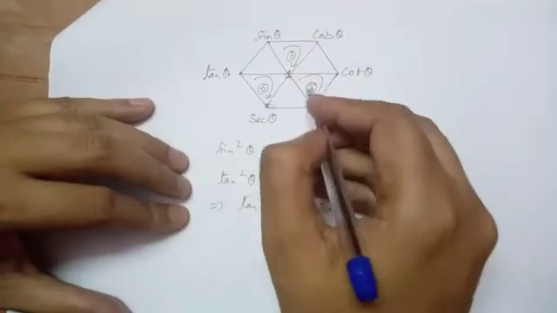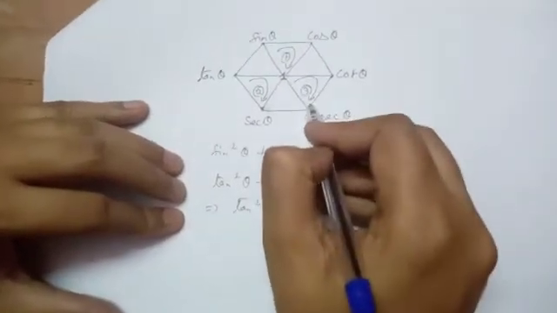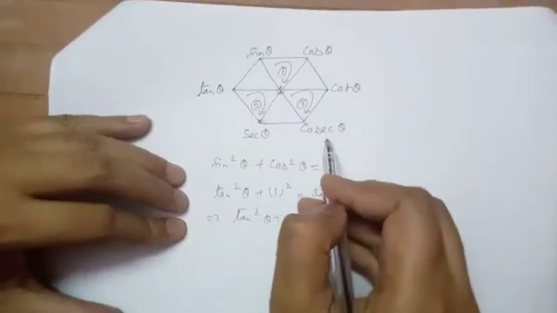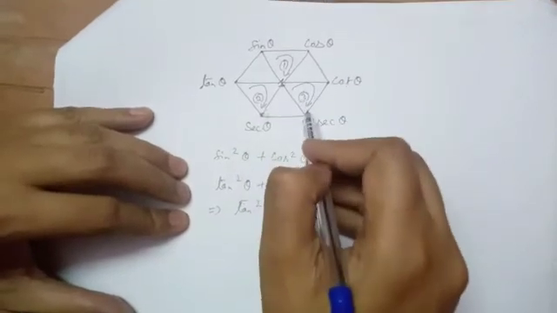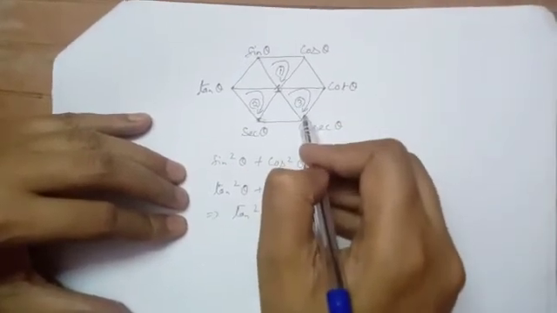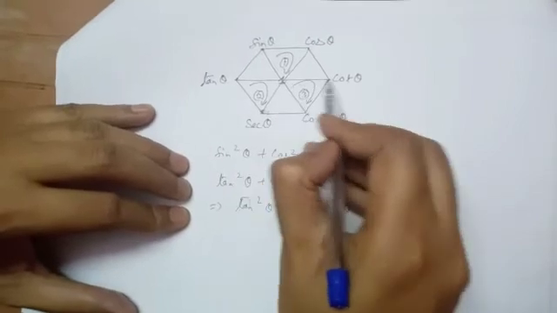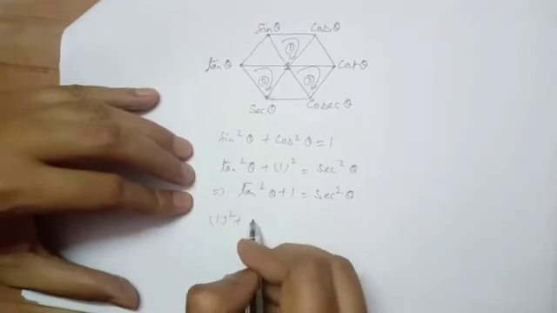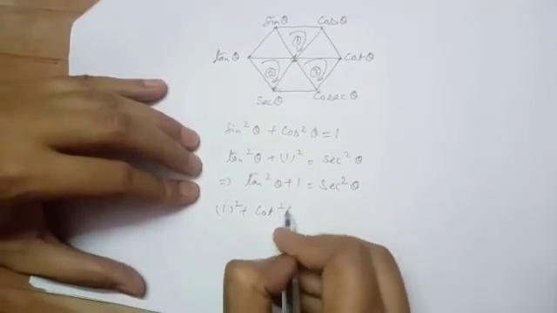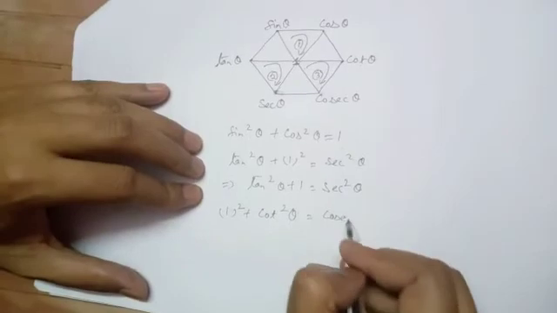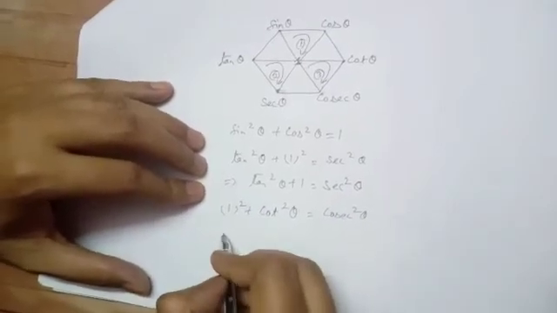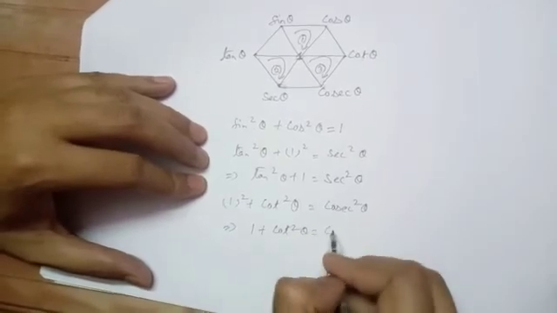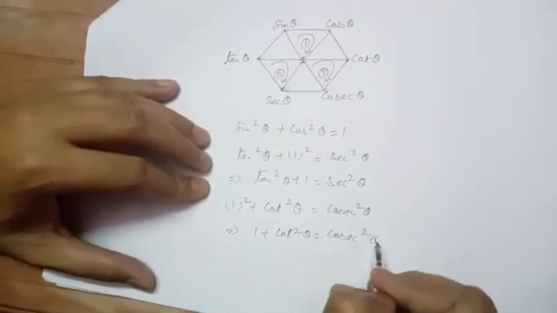Now if we look at the third region or the third triangle, the vertices are 1, cot theta and cosec theta. As the arrow is directing from 1 then cot theta towards the cosec theta, we can write it as 1 square plus cot square theta will be equal to cosec square theta. So this will be 1 plus cot square theta equals cosec square theta.